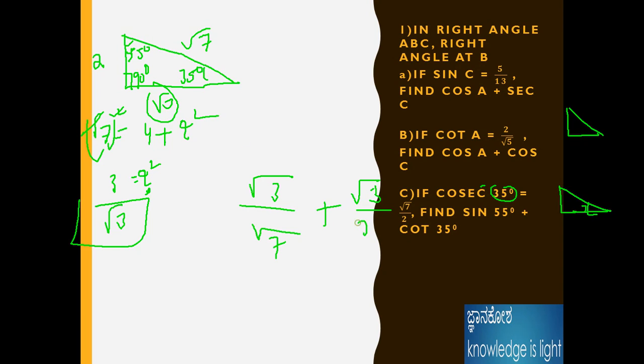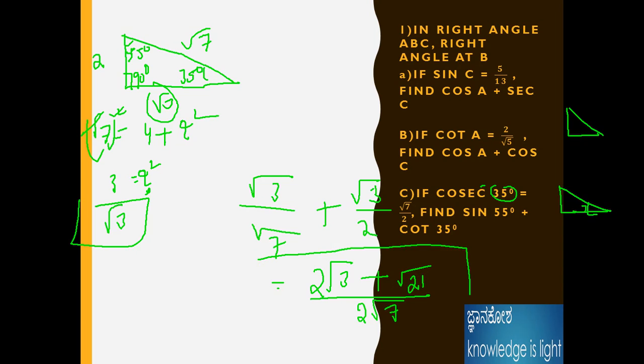Opposite is 2. Therefore the LCM is 2 root 7, because there is no common factor. Therefore 2 root 3 plus 7 root 3 into 7 is nothing but 7 3 21, the answer is this one. Like that we can solve any problem of this kind.